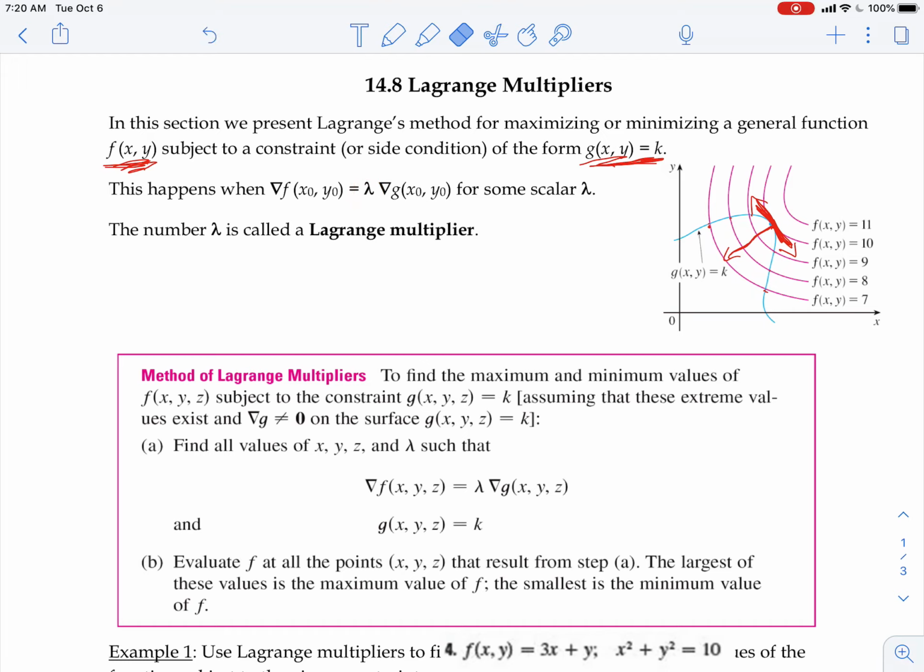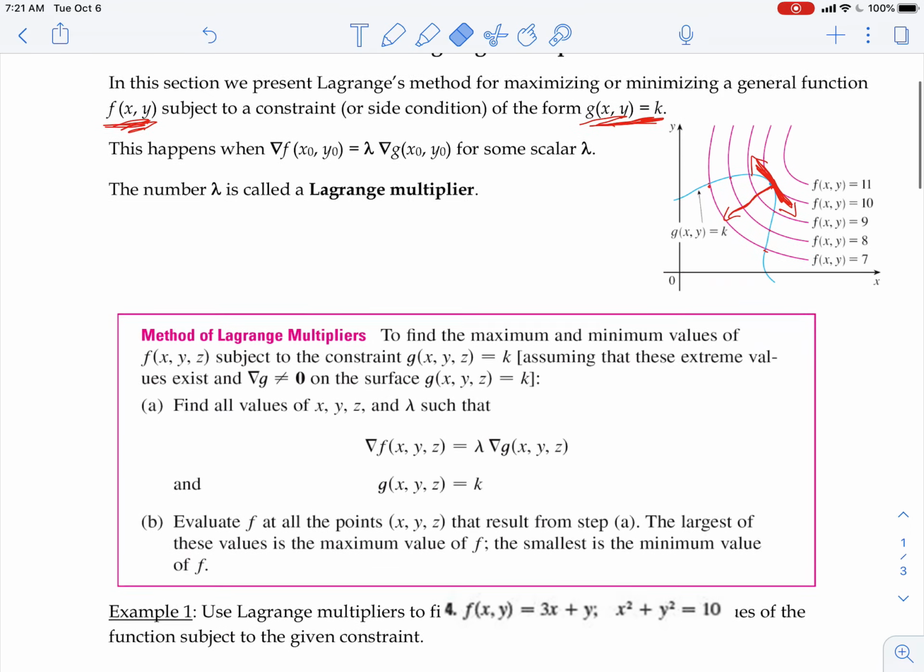They're going to be equal by some scalar. So they're going to be pointing in the same direction, but they could differ in length, so we have that scalar there. And that's why we're able to say the gradient of f is equal to lambda times the gradient of g, because lambda is going to be some scalar. What we're really going to try to find is this lambda so that we can determine what's the max and what's the min, given our constraint. The lambda is going to be called the Lagrange multiplier.